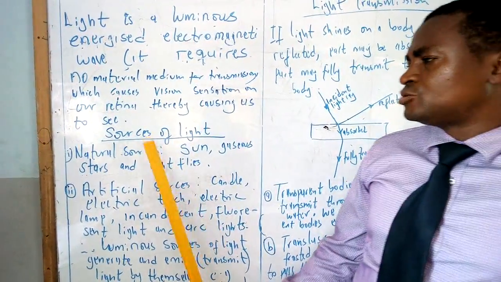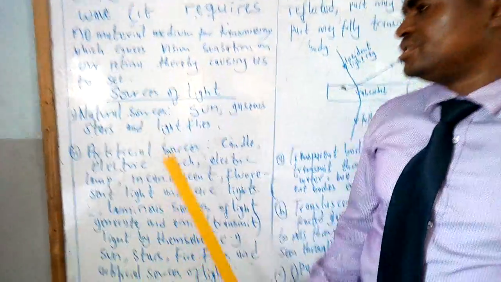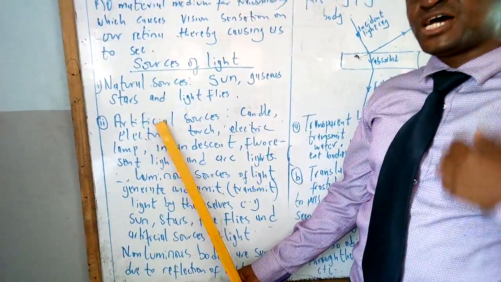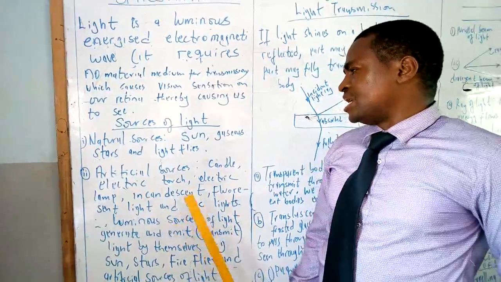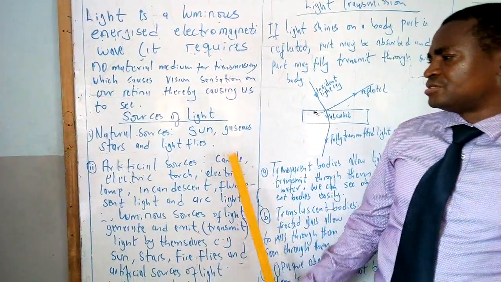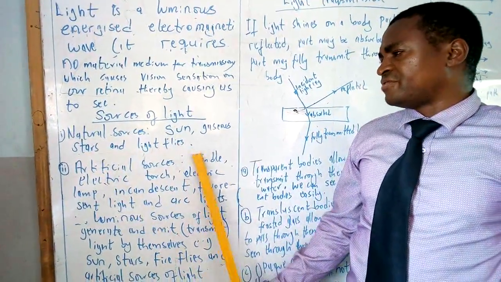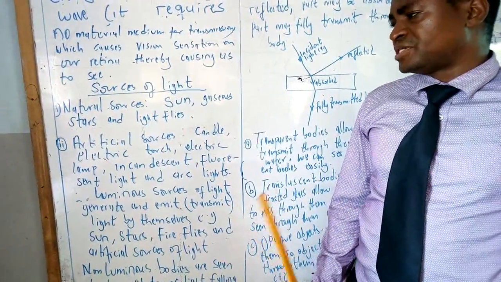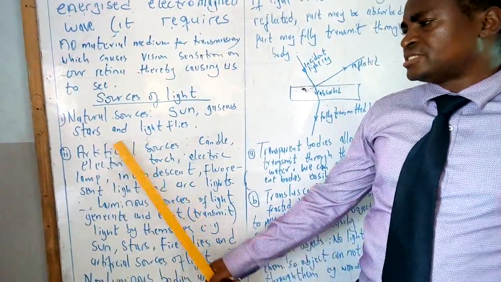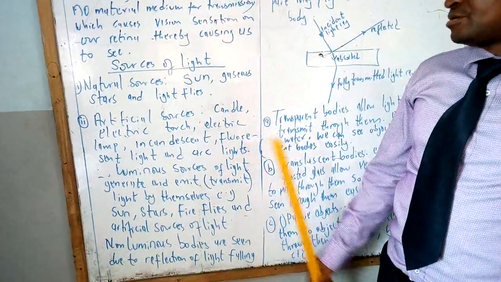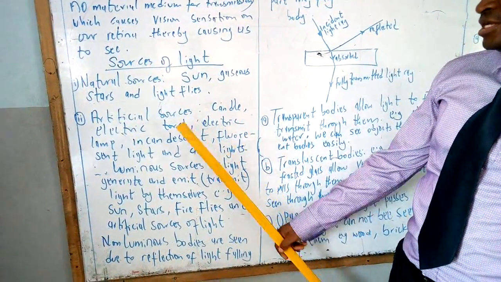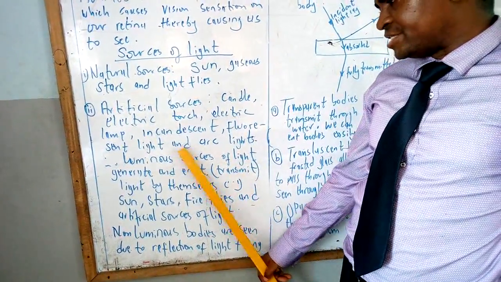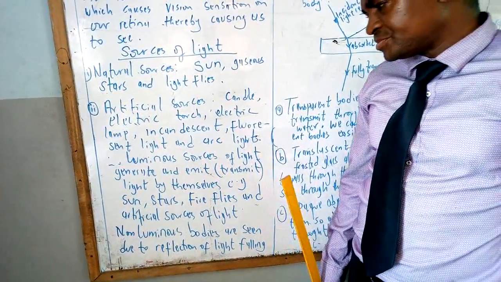Now, we have two major sources of light wave. The first one is natural sources, and the second one is artificial sources. Examples of natural sources of light are the sun and the stars, as well as the fireflies that we normally observe, especially during rainy season. Then examples of artificial sources of light are a candle, electric torch, electric lamp, incandescent, fluorescent lights, and arc light.